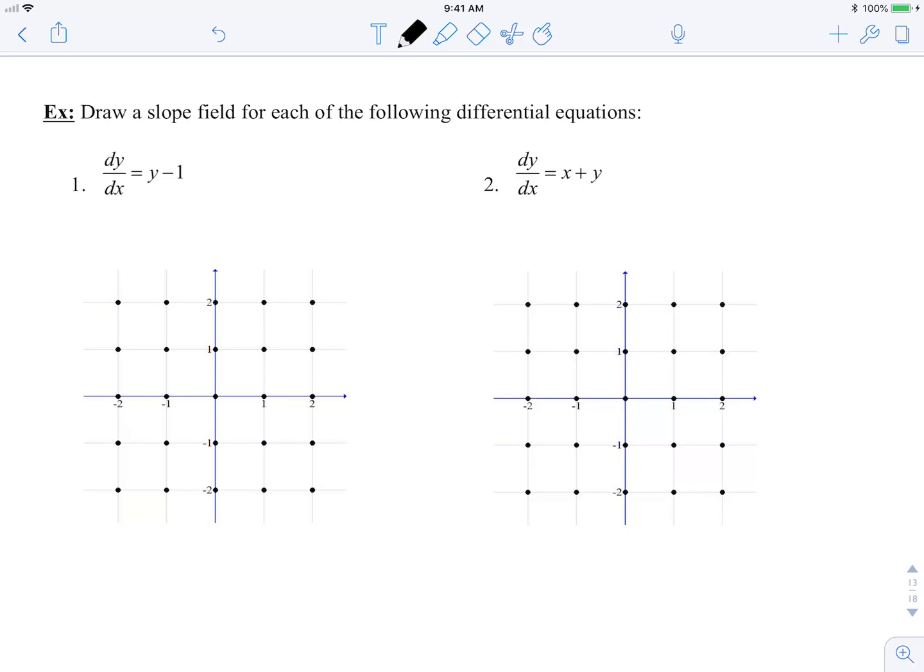So we could go very simple, right? We know dy/dx when y equals 1 is 0, right? So wherever y equals 1, we know we're going to have a slope of 0. So then we know dy/dx when y equals 2 equals 1, right? So now we're going to try to draw a pretty good slope of 1 wherever y is 2.